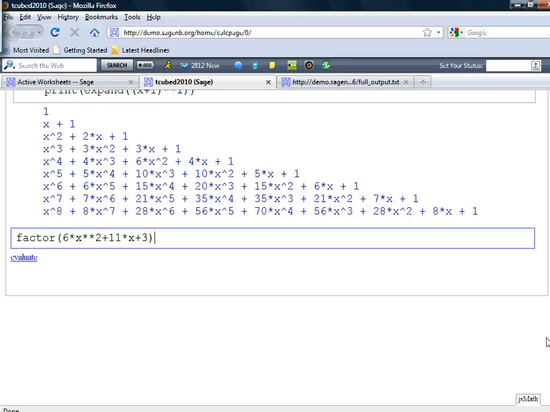Is there a greatest common factor here? What's the greatest common factor here? 2. What's the greatest common factor here? 3. 2 times 3 cancels the 6, so take out the 2 and take out the 3. And that should be the answer, right? Did you evaluate that yet? That's what Sage should give you.